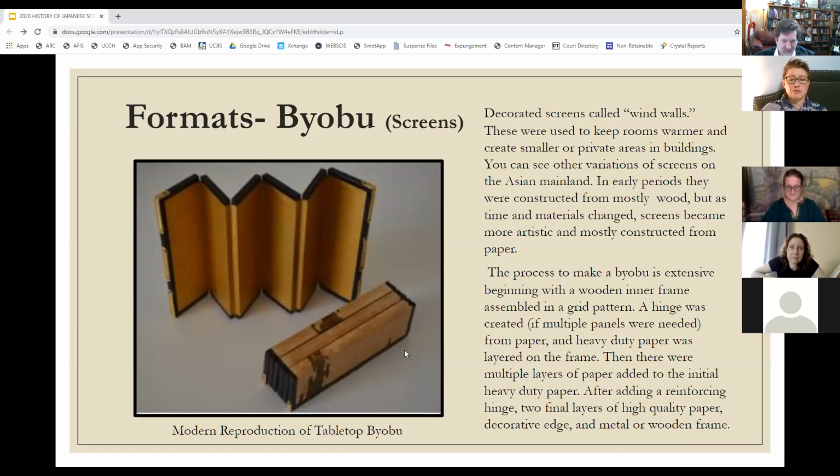mostly constructed from paper. The process to make a byobu is very extensive, beginning with a wood inner frame assembled in a grid pattern. A hinge was created if multiple panels were needed from paper, and heavy-duty paper was layered on the frame. Then there were multiple layers of paper added to the initial heavy-duty paper. After adding a reinforcing hinge, 2 final layers of high-quality paper, decorative edging, and metal or wood frame were added.